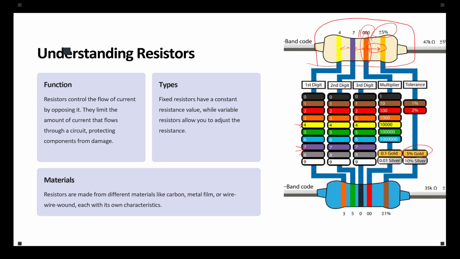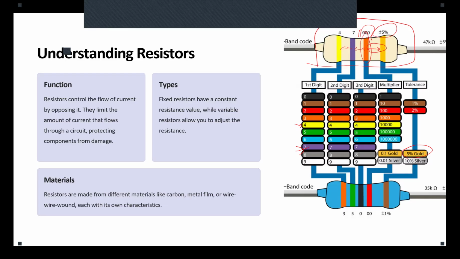Are we good? Let's try the bottom example. The first band is orange, which means 3. The second one is green, which means 5. The third one is black, which means 0. The multiplier is red, which means 10 to the power of 2, or 100. If you read that, it's going to be 350 with a kilo, so 3.5 kilo ohms. Are we good? And the tolerance band is brown, so it's plus or minus 1%.